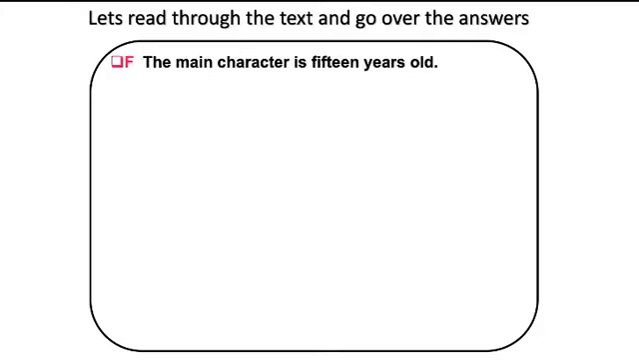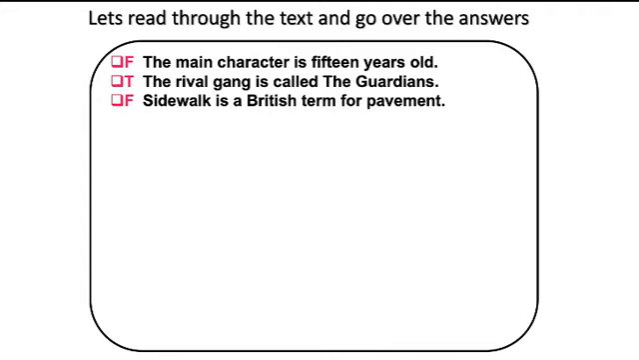Okay, so the main character is 15 years old. This is false. He is much older than 15. Not by a huge amount, but he is older than 15. True, the rival gang is called the Guardians. That's correct. We've got the Royals and the Guardians. Sidewalk is a British term for pavement. Well, no, it's not. It's an American term, isn't it? And yes, the story is set in the USA.